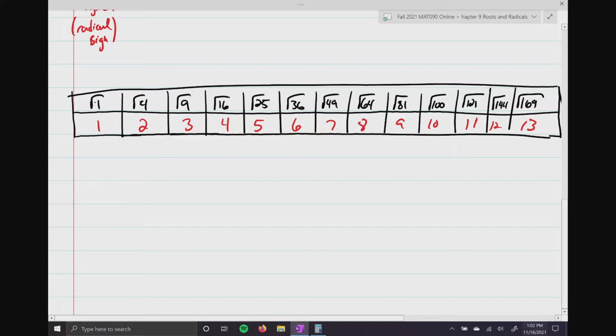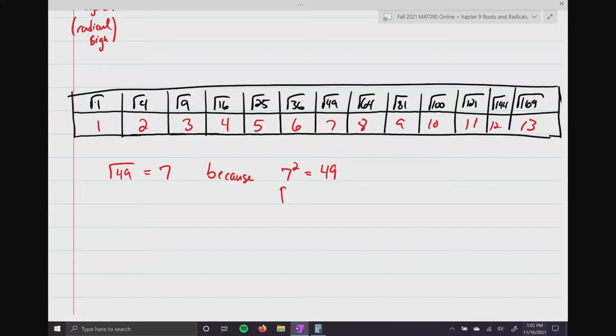So what we're saying is the square root of, let's say, for example, 49 equals 7 because 7 to the second power equals 49. So 49 is a perfect square. There is a relationship here between a number squared and then taking the square root.